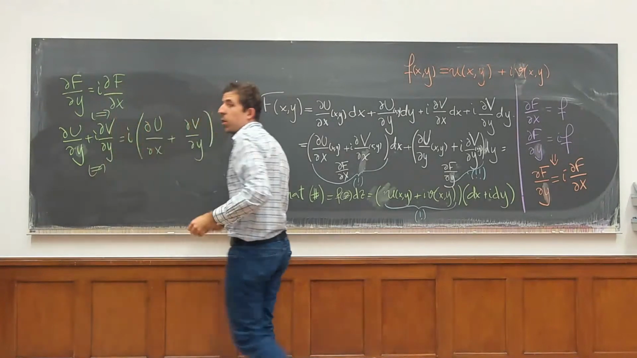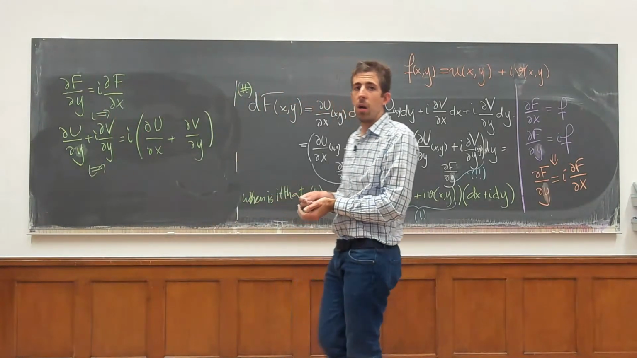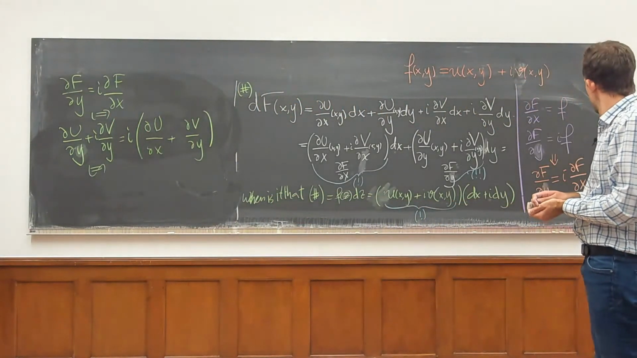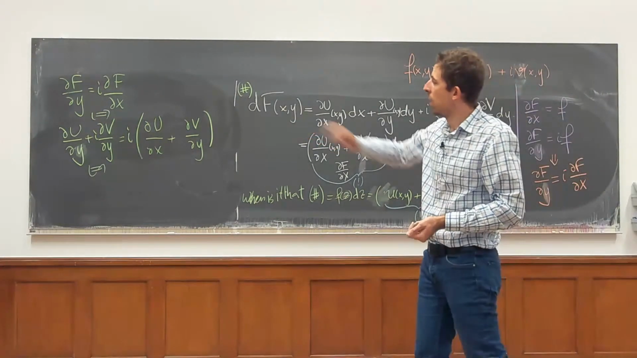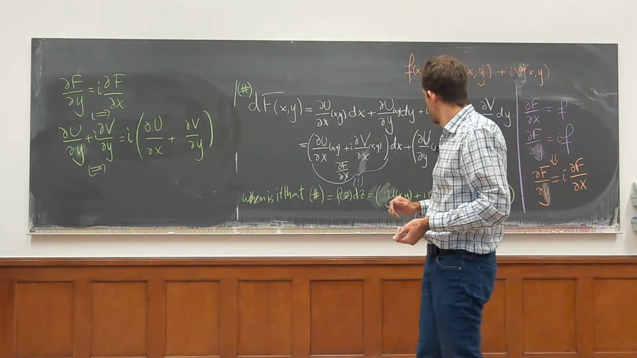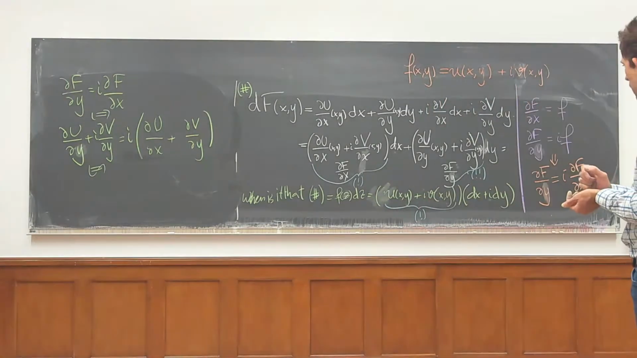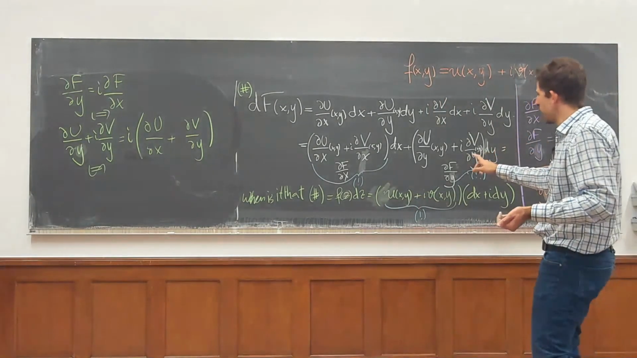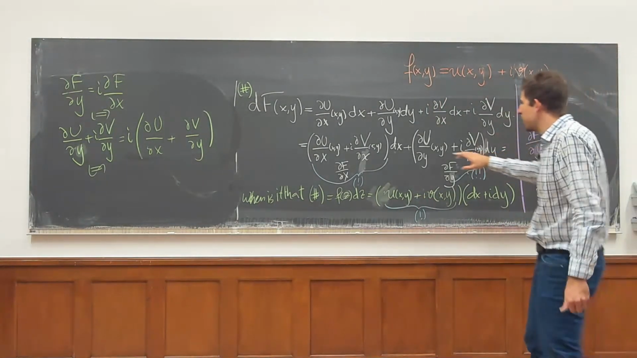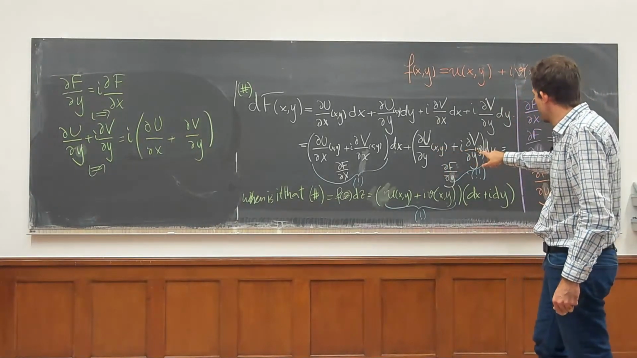Now we can collect terms, right? These u's and v's are all real. Oh, I think you're right. So okay, let's take a step back. I mean, yeah, it's very easy to mistake an i for a 1 over i.